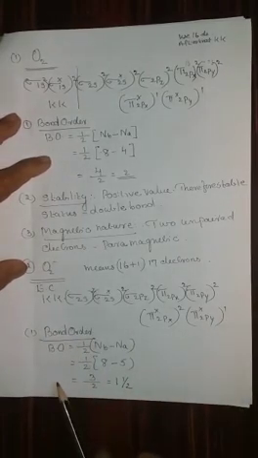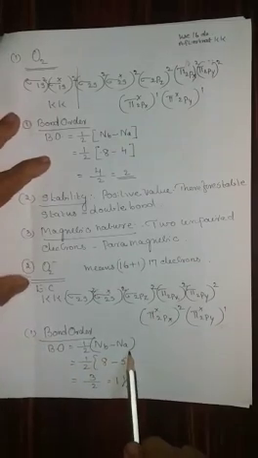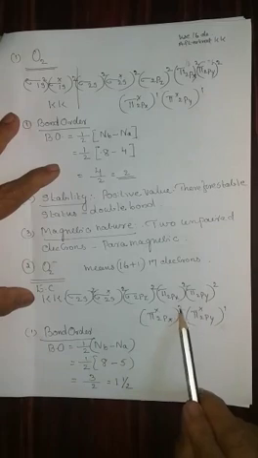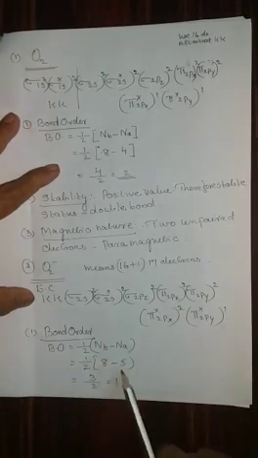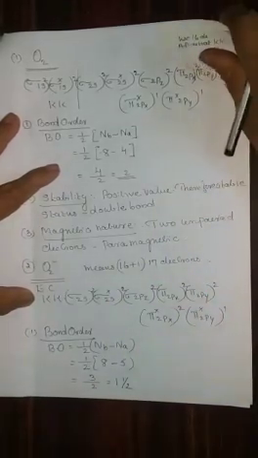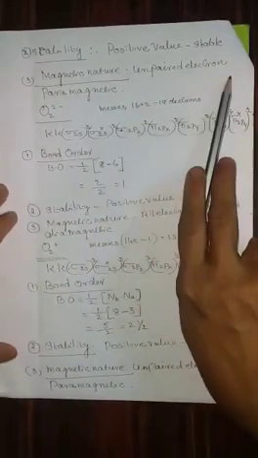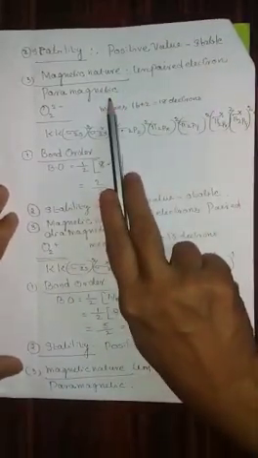Now bond order: half of the number of bonding electrons minus the number of anti-bonding electrons. Here 1 electron more is added, therefore 8 minus 5, and the bond order is 1.5. Stability: positive value means it is stable. Magnetic nature: an unpaired electron is there, therefore it is paramagnetic.